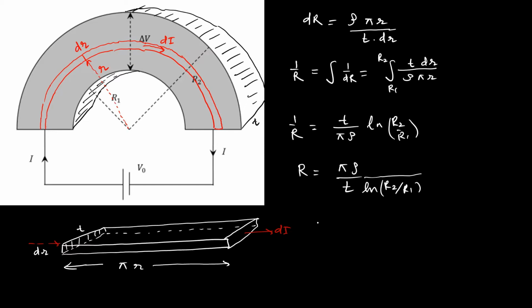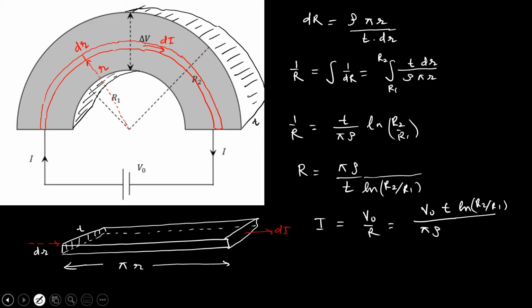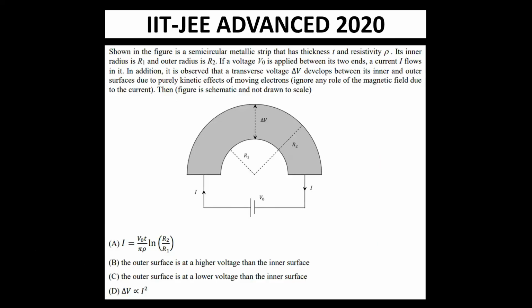So current I will be the potential difference divided by resistance. So the potential difference V0, the resistance is pi rho, and T will go in the numerator, and ln R2 by R1 will go in the numerator. So this is the value of current that we are going to get. And let's see in the option A. And option C is the same thing that we've got. So option A is correct.